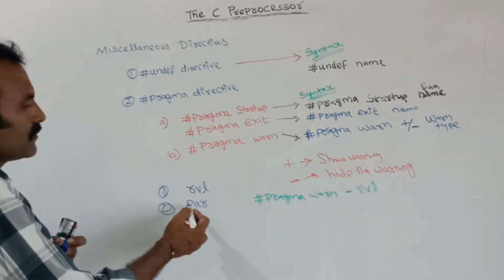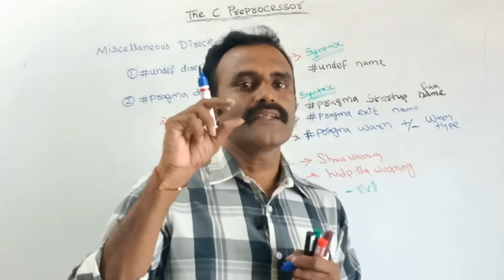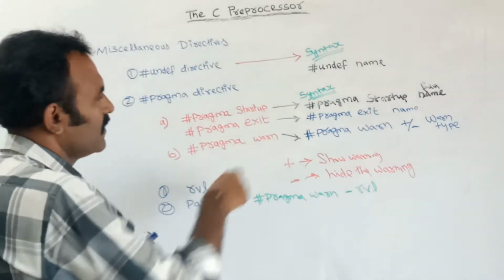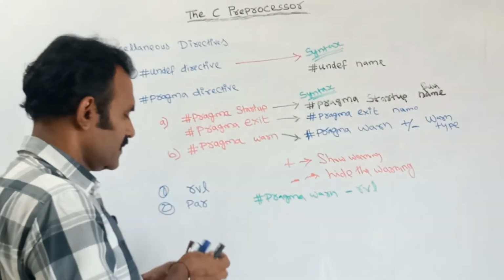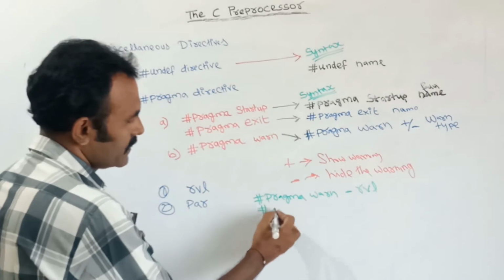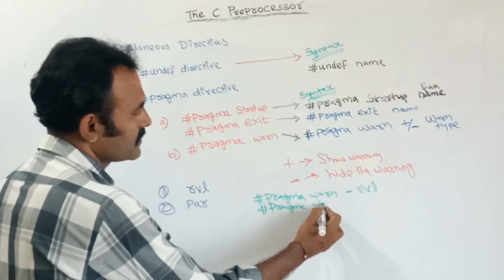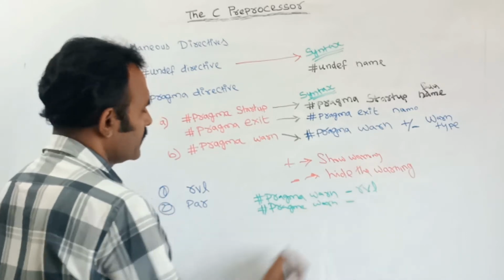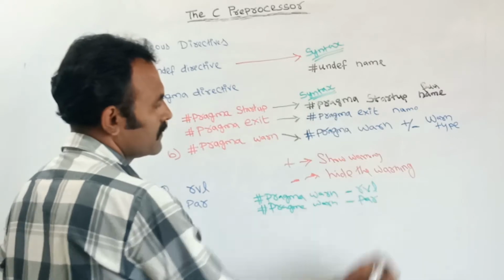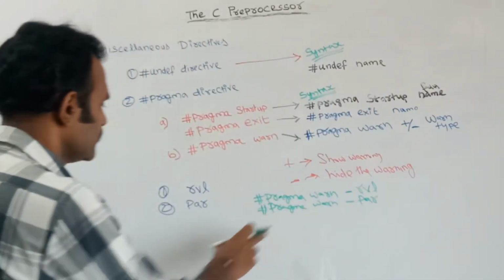Suppose I need to avoid or hide that warning, then I can use this pragma warn directive. With the help of this pragma warn directive, I can hide such kind of warning. Here, pragma, next warn, after that minus, here PA or parameter. So no parameter, that warning will not display, if you are using it like this.